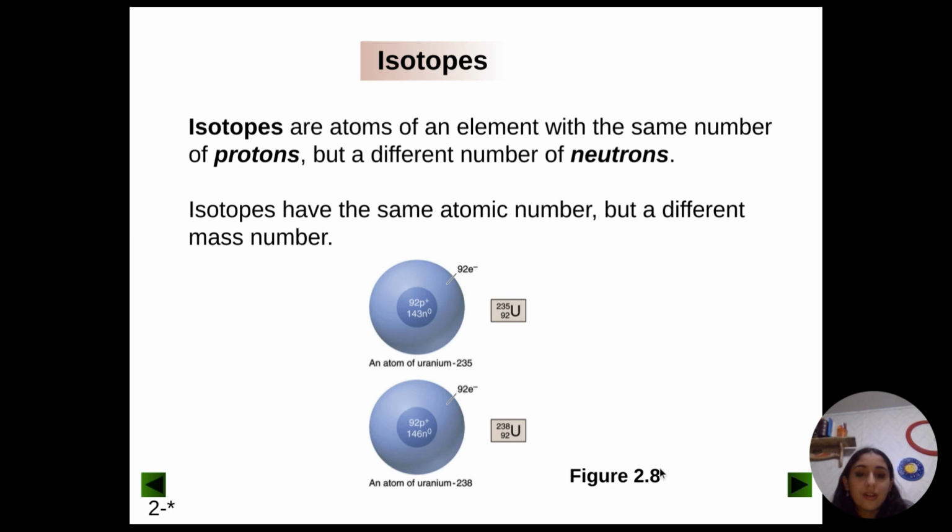But the numbers of neutrons can change. So here you see this one has 146, but this one has 143. So that means when you add these numbers up, they're different, and that's why you get different mass numbers on top. So that's how you can see that it is an isotope. And it is a different kind of the same atom.